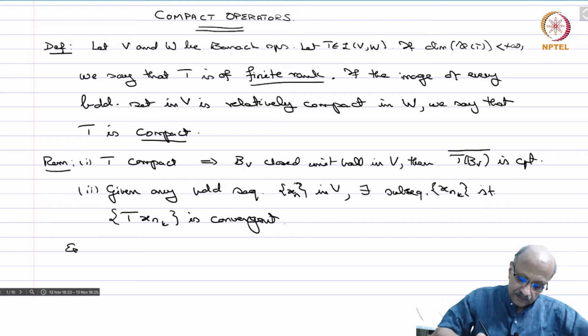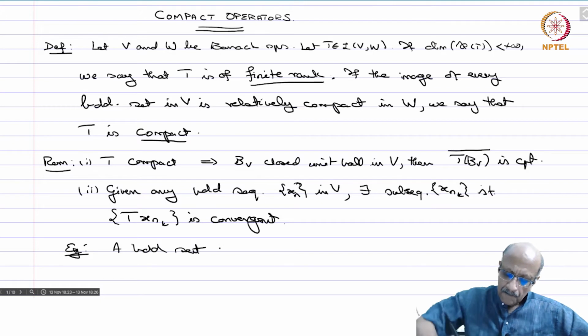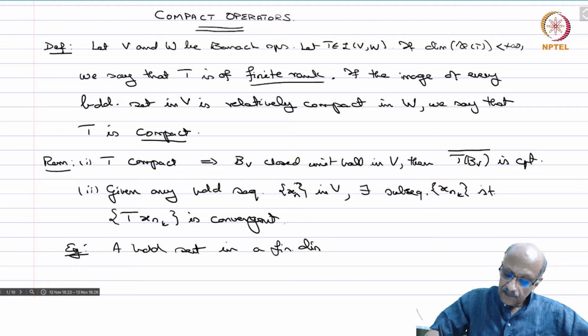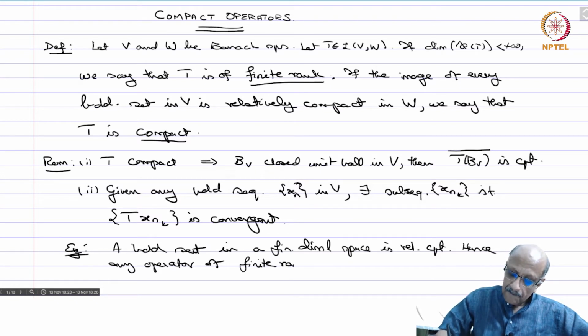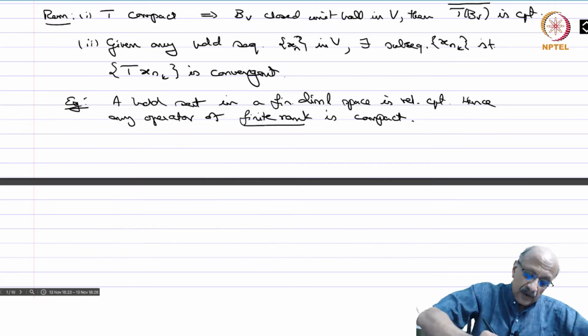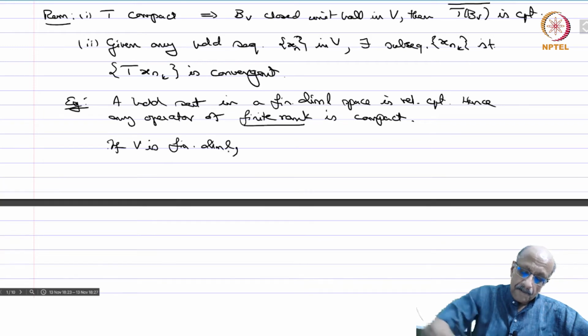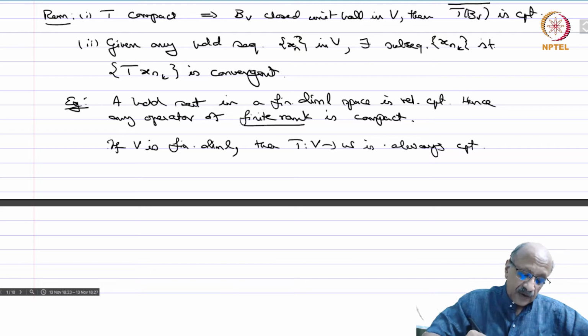Okay, so examples. A ball, a bounded set in a finite dimensional space is relatively compact. Hence any operator of finite rank is compact, because the image will go into a finite dimensional space and it's bounded, so it will be relatively compact. So if V is finite dimensional, then T from V to W is always compact, because it is of finite rank.